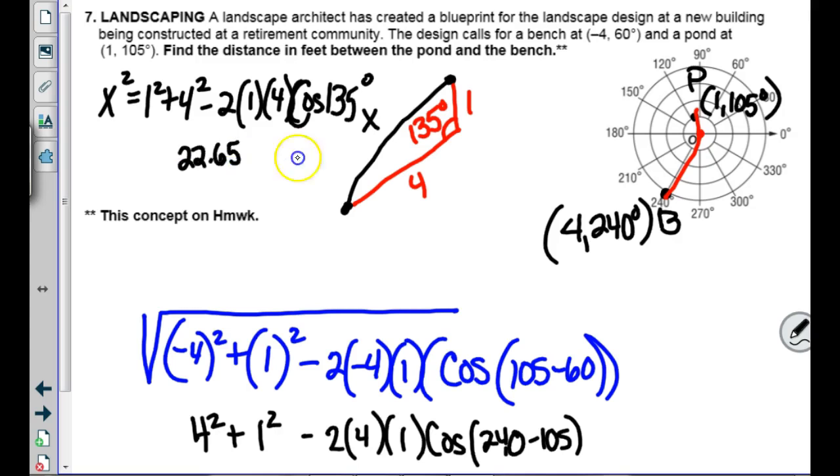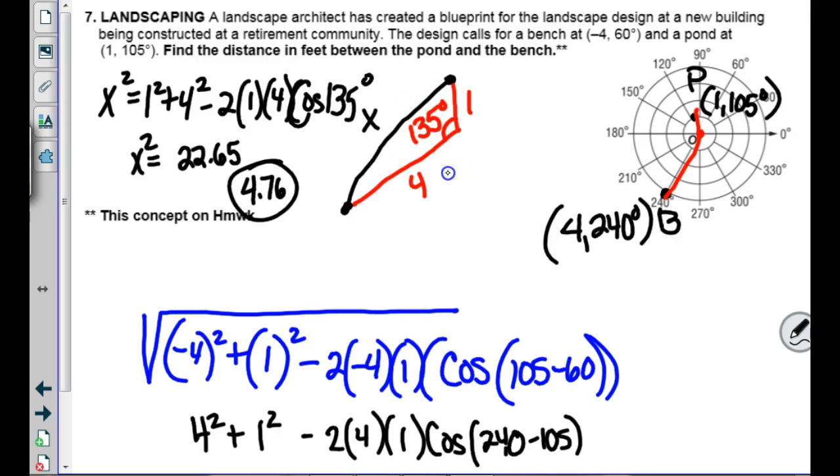Does that seem reasonable? If you go 1 this way and 4 this way, the distance between them is 22? What's wrong? I still need to square root. So I got 4.6. No, 4.76. So the distance between them I got here is 4.76. That seems much more reasonable.